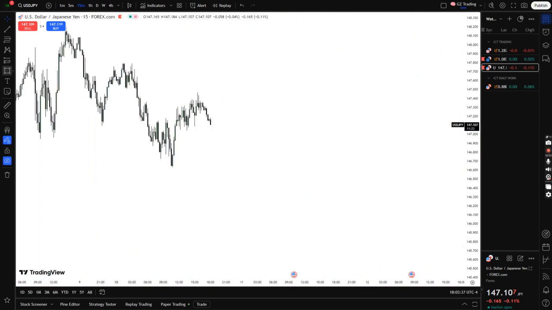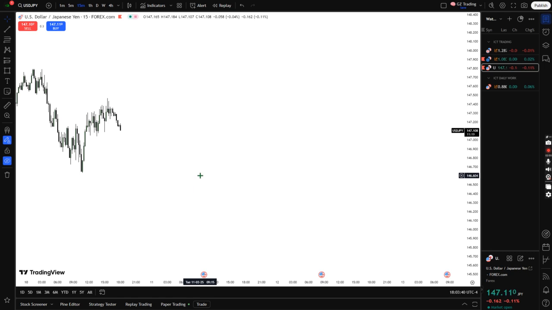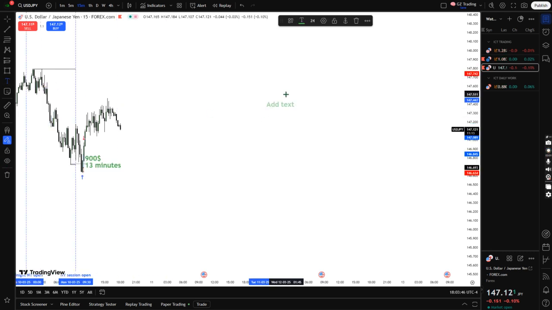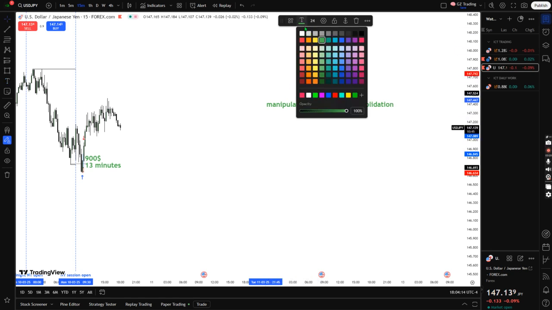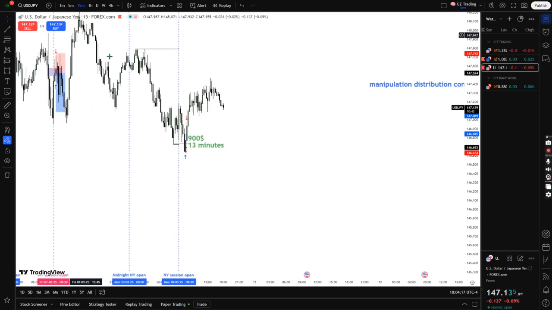So let's start by saying that the market, before making a big move, always has 3 phases. It has consolidation, it has manipulation, then it has distribution. These are the 3 phases that the market has. So we can see them here.